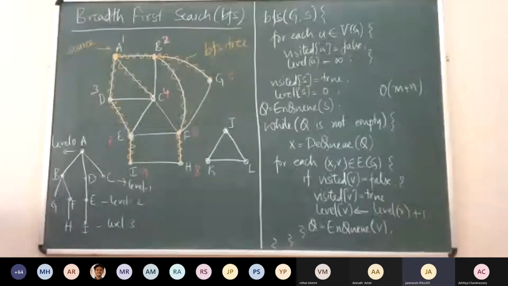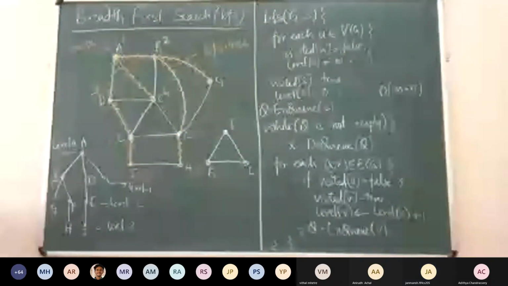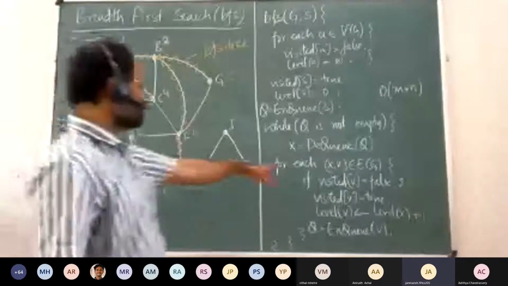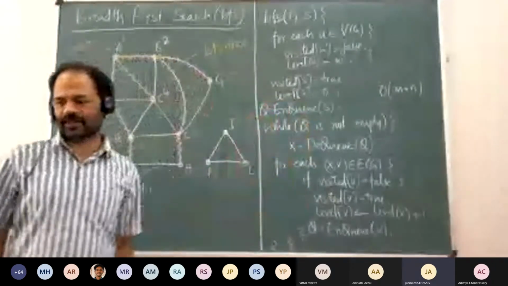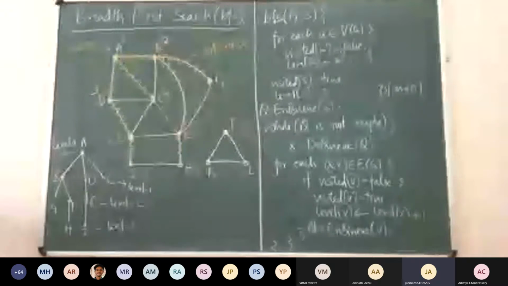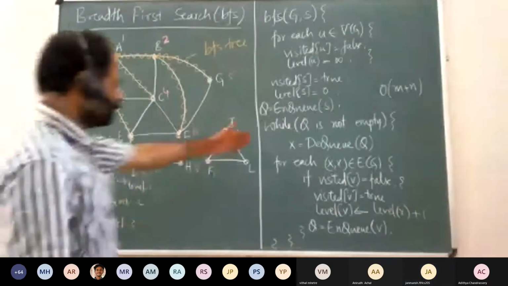So for each edge, how many times will this be executed? It will be executed, if it is undirected, two times, at most two times, right? Yes. So once for x and once for v, right? Yes, sir. So this whole thing would be executed.